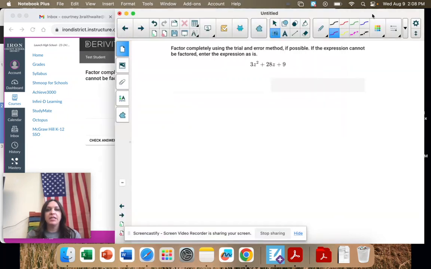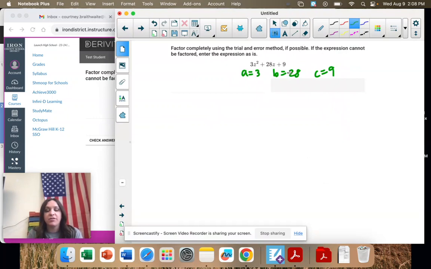So we're factoring. It says use the trial and error method if possible. That's always a way. That just means you're plugging in numbers until you pick the right ones. We're just going to factor it because we know how to factor. So remember A, B, C. A is 3, B is 28, and C is 9.